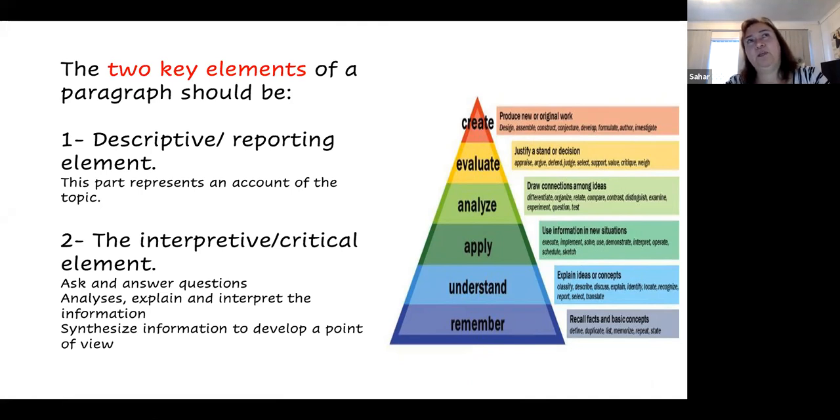For example, you can say that the detection of positive cases of COVID-19 has been done through PCR. However, the cycle number has not been standardized in different countries. The primers used are different across countries. So that second part is your interpretation of the information. That's what you found out.